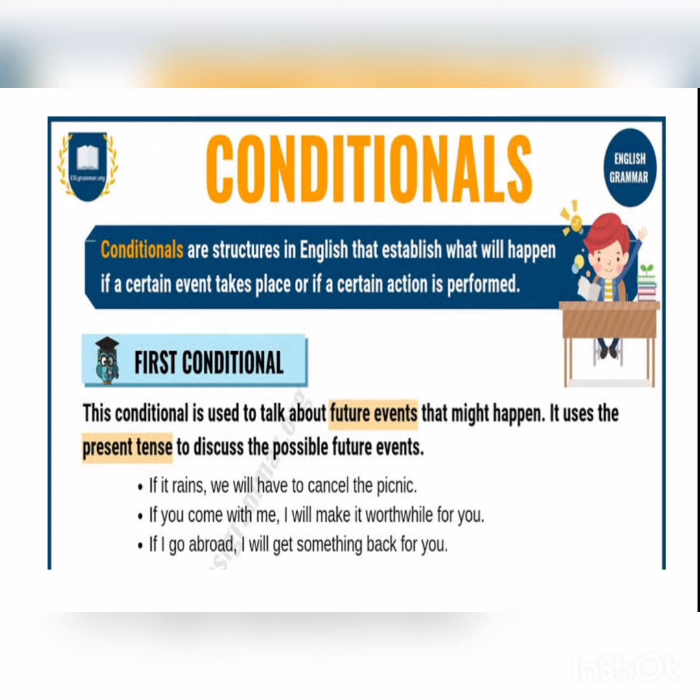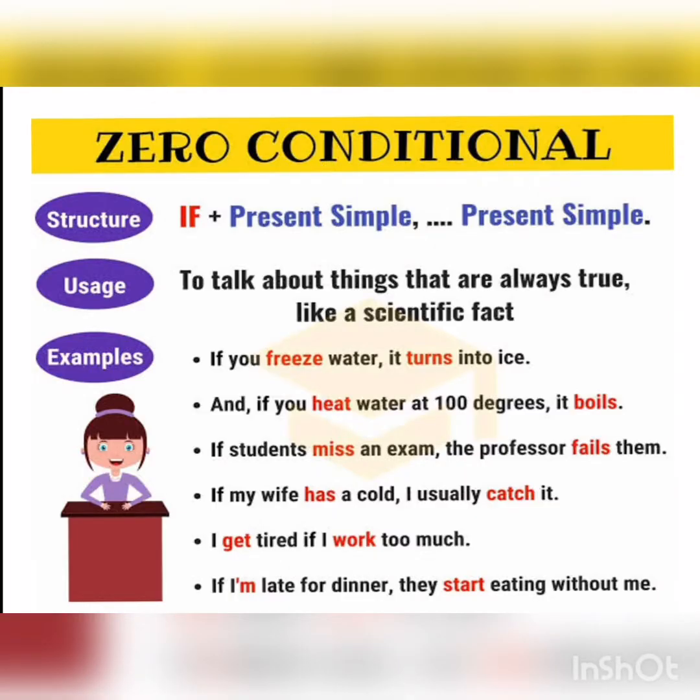There are several types of conditional sentences. Let us discuss the first type, zero conditionals. In zero conditionals, the two clauses, if clause and the main clause, both of them are in present simple, and zero conditionals are used to talk about the things that are always true. For example, a scientific fact, such as if students miss an exam, the professor fails them. I get tired if I work too much. If I'm late for dinner, they start eating without me.